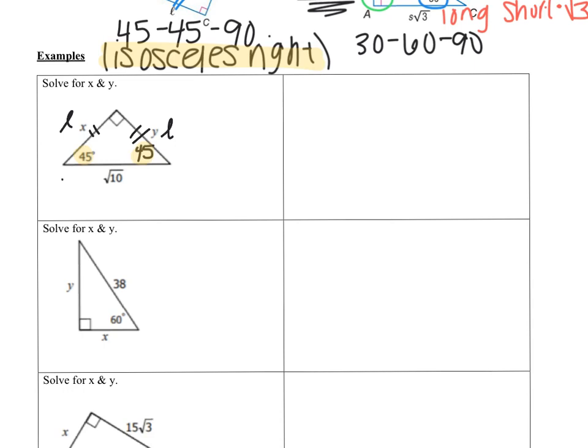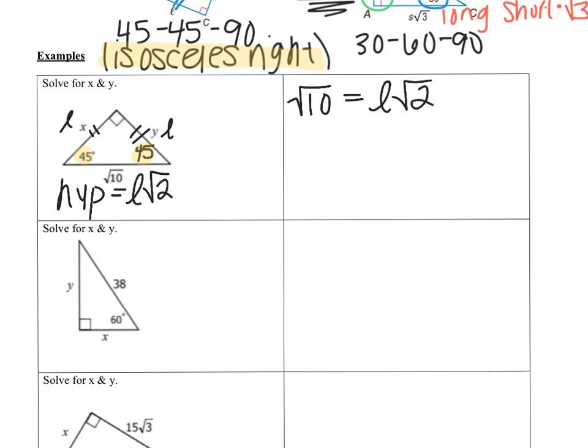And the hypotenuse is equal to the leg times the square root of 2. Now, we already know what the hypotenuse is. The hypotenuse is root 10. And I know that that root 10 is equal to the leg times root 2.